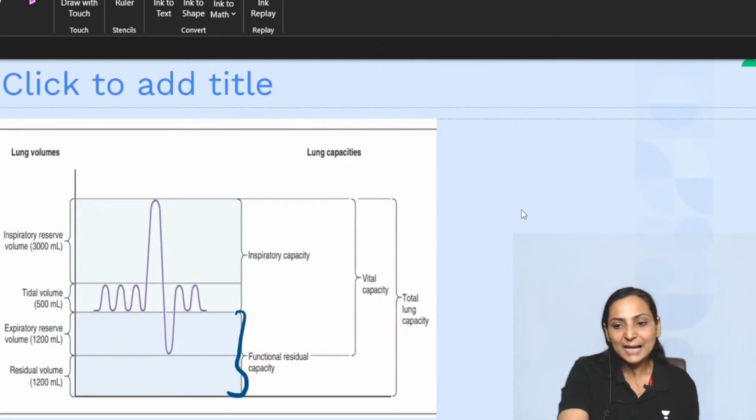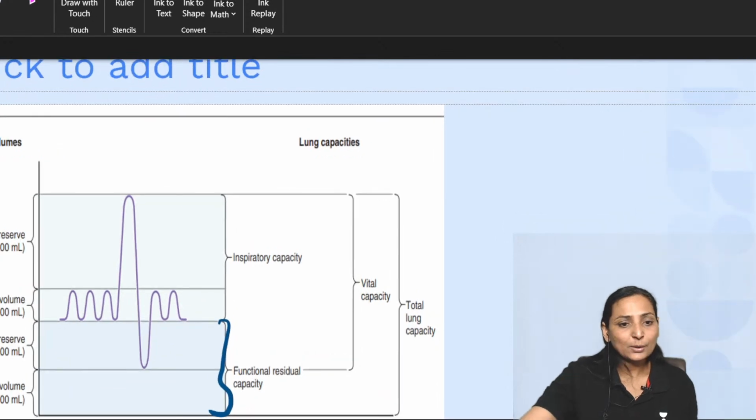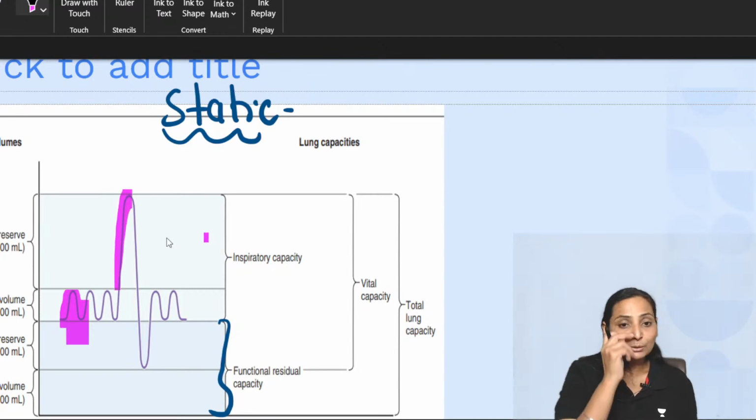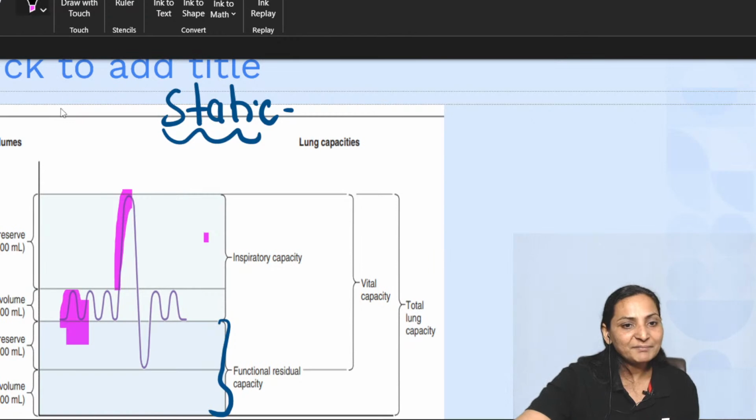So you can see that these are all static lung volumes and capacities. They are not dynamic. So volume taken in and out, this much is my tidal volume, right? Now from the tidal volume, if I allow the person to inspire maximally, that will become IRV. So IRV will be at the end of inspiration, but IRV when combined with tidal volume will become inspiratory capacity, right?